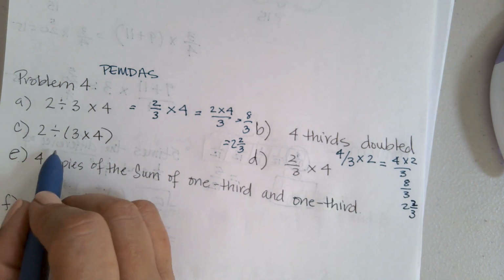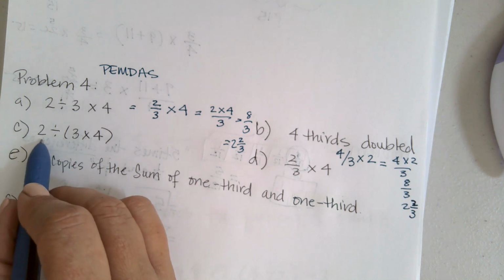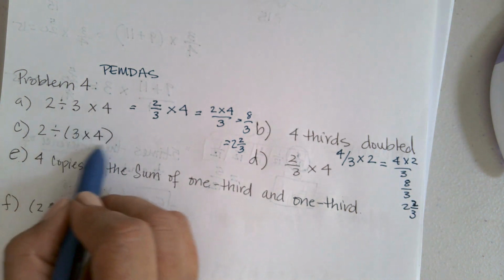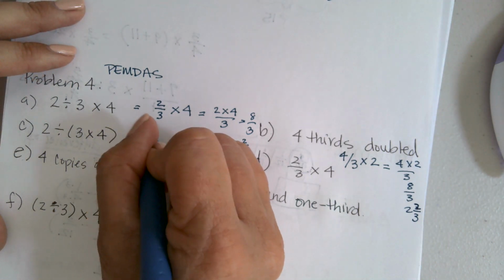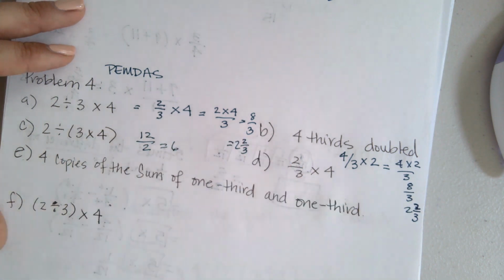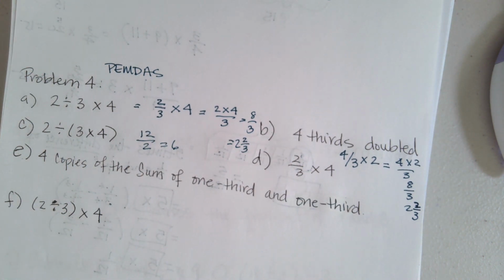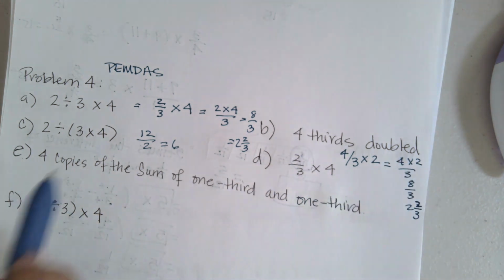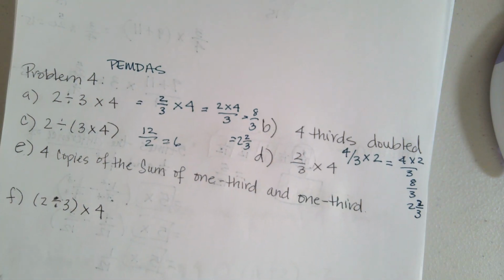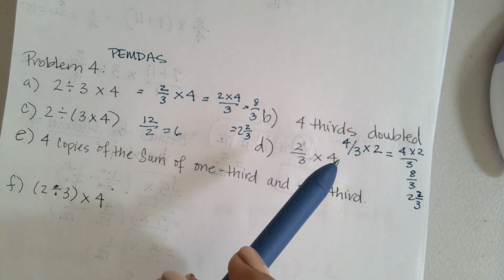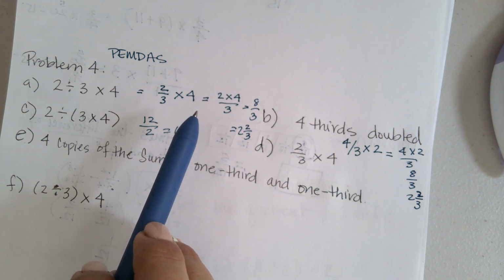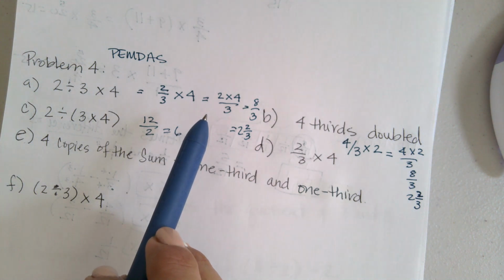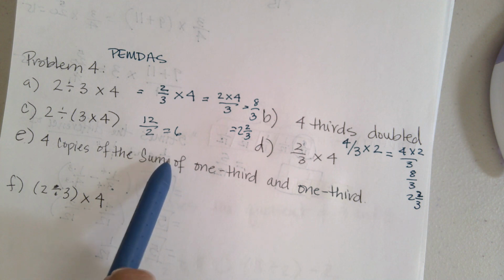All right, now let's go to C. Well, this one, 2 divided by the product of 3 times 4. So 3 times 4 is 12, and 2 over 12... this equals 6, right? All right. So what's the difference so far about A, B, and C? Well, A and B are the same. They're actually the same equation, or expression, if you will. But C is 6, which is different.